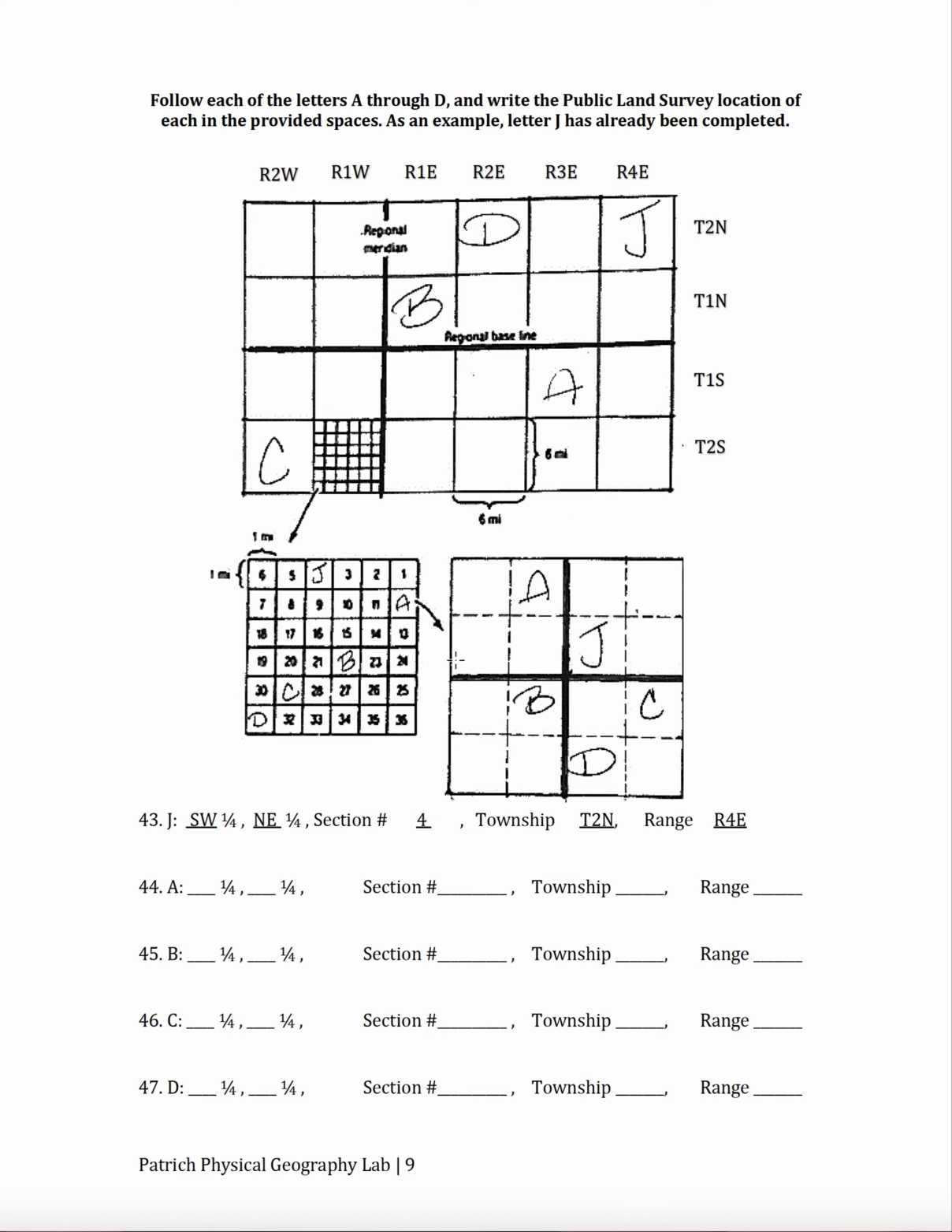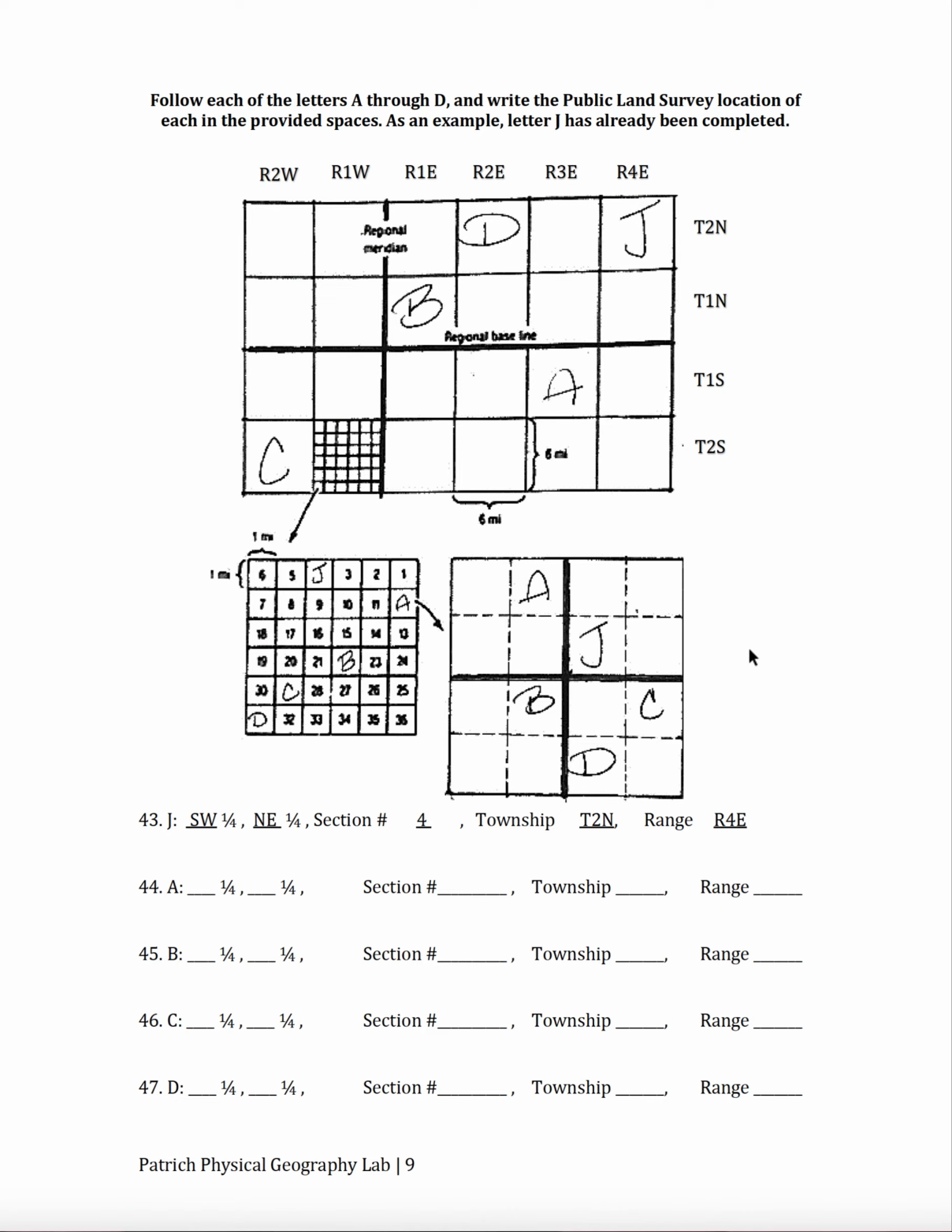Then I see, I made this line a little bit bolder. Maybe this is blue or something. J is up here out of 1, 2, 3, 4. So J is in the northeast corner. So it's in the southwest corner of the northeast corner of the section number 1, 2, 3, 4. And it's part of township 2 north and range 4 east.